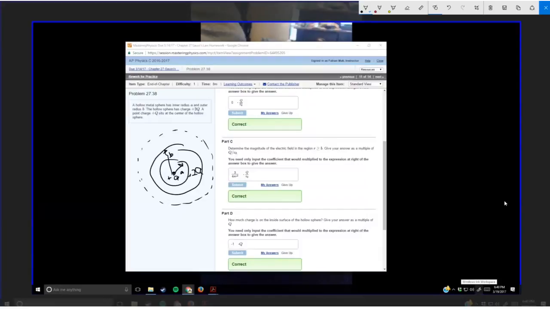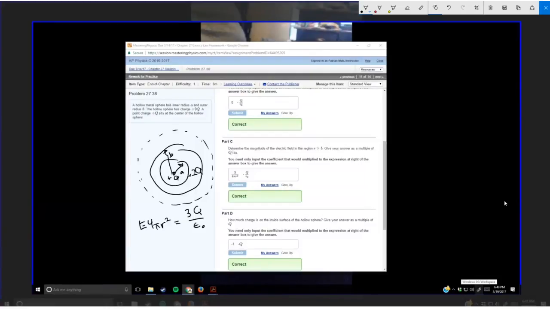So if you go through the whole derivation again, you end up with the same left-hand side because it's the same Gaussian surface, but just bigger. But now the enclosed charge is 3Q. So when you divide both sides by 4 pi r squared, you still have the 4 pi r squared, but now you have 3Q over epsilon naught.